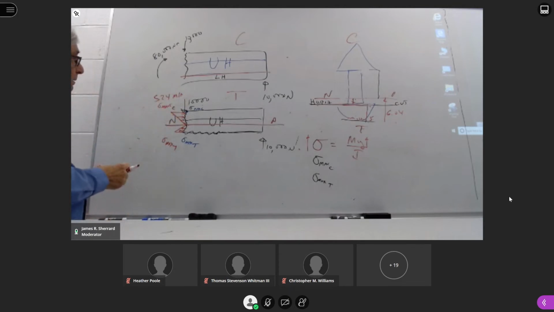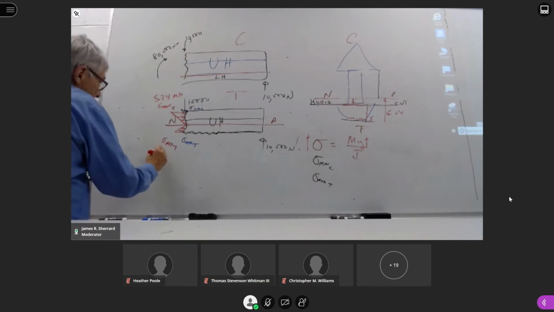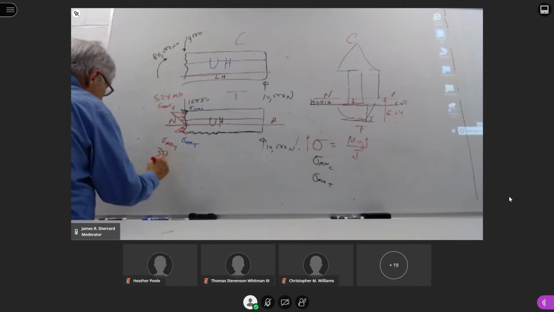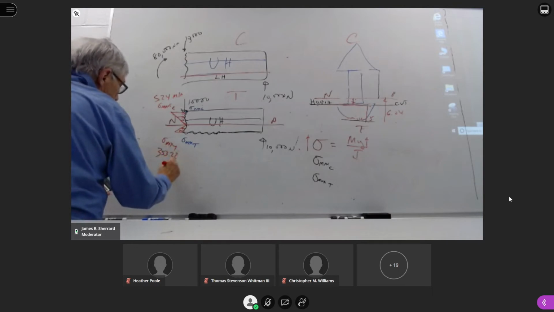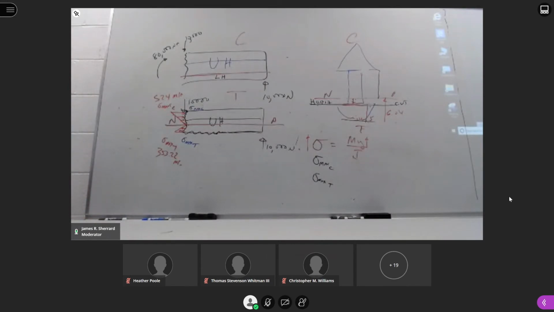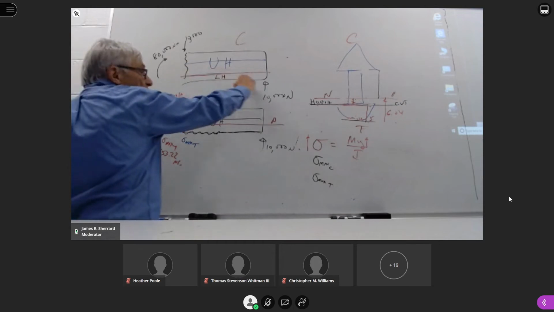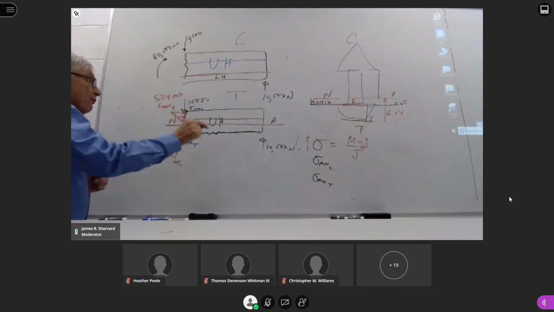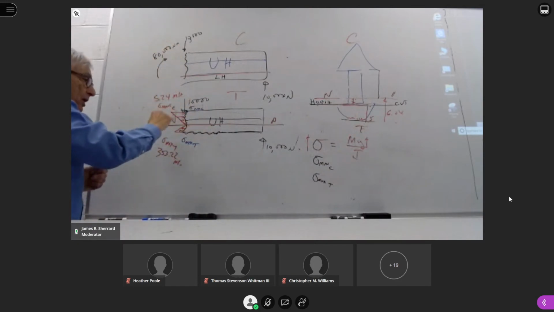524 megapascals. Just for argument's sake right now, maybe I should do that very quickly. So I had this value be 353.22 megapascals. Okay. So I've cut it. I converted it from a force moment free body diagram to a force stress free body diagram.